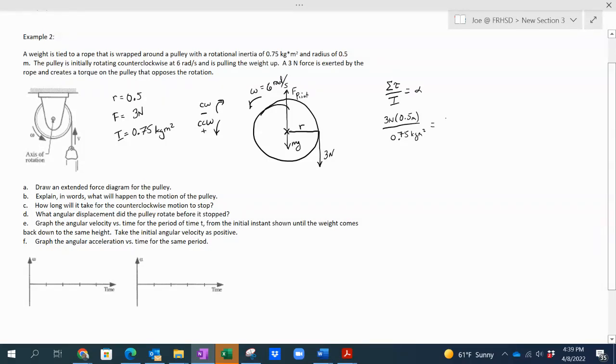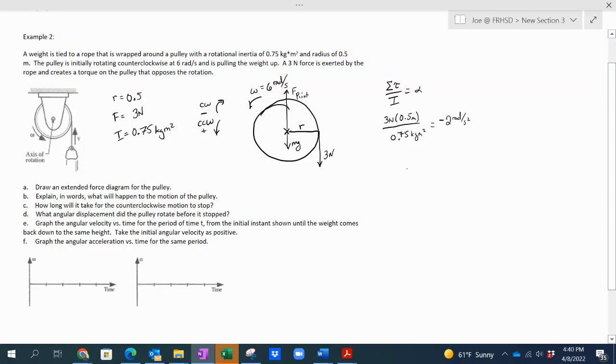So when we work this out, we find that the angular acceleration is going to be 2 radians per second squared, which is in the opposite direction of what we defined as positive, counterclockwise. Now, sign notation, one's positive, one's negative, it's up to you. In this case, I kept counterclockwise as positive. So we have an angular acceleration here. The pulley will slow down and eventually come to a stop before it reverses direction and goes the other way.